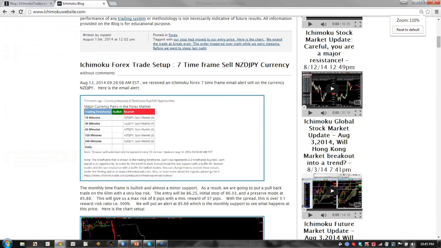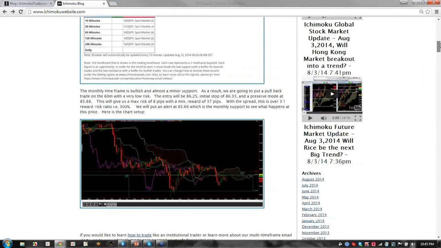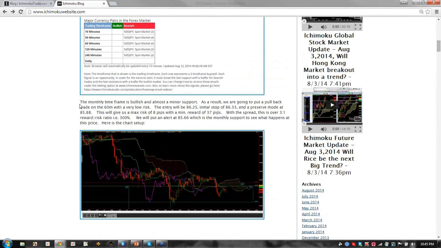Now, I'm going to look at the chart. And notice what I said here. The monthly time frame is bullish and almost at a minor support. This is telling me to go bearish. But of course, I'm going to sit there and look at things. This telling me the monthly chart is bullish, so it's opposite of this, and we're almost at a support. As a result, we're going to put a pullback trade on a 60-minute to keep our risk low. Is everyone okay with that?